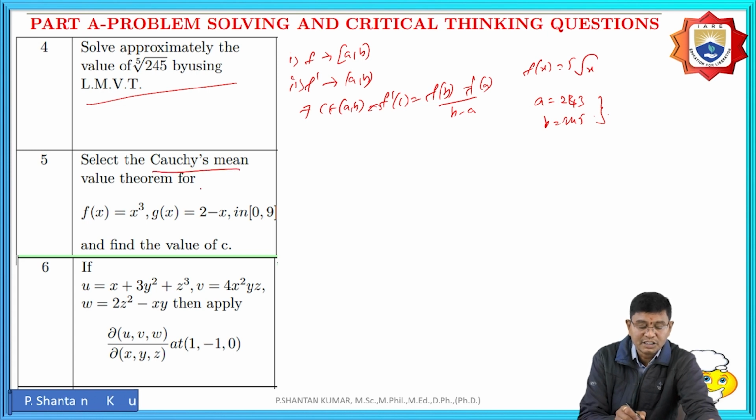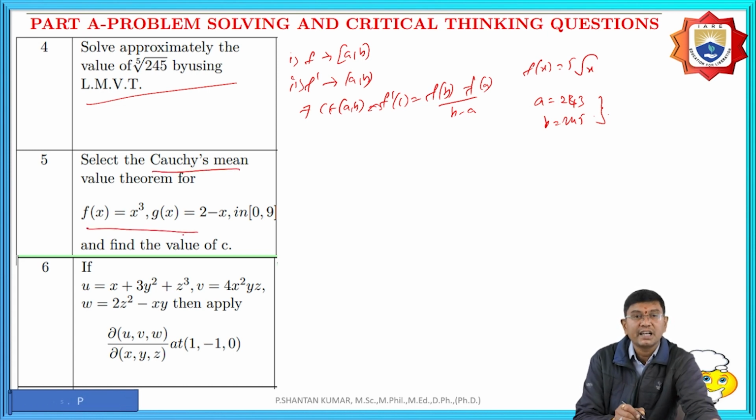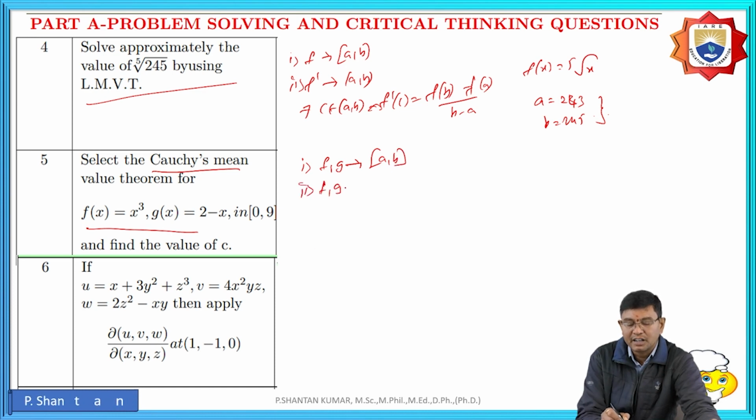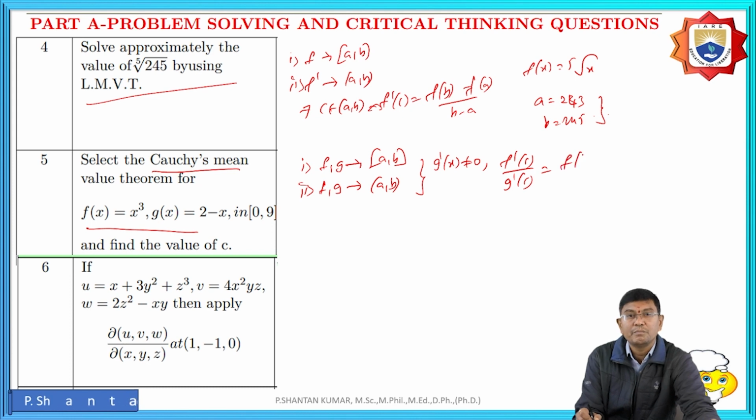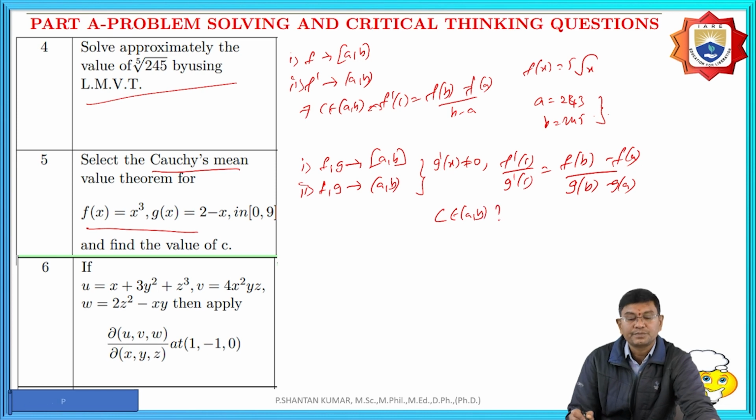And next one, the Cauchy's mean value theorem. Moreover, the two functions are clearly given. According to the Cauchy's mean value theorem, f comma g are both continuous in a comma b, and second, f comma g are both derivable in the open interval a comma b. Then there exists c, provided g dash of x is not equal to 0, such that f dash of c by g dash of c is equal to f of b minus f of a by g of b minus g of a. Then there exists c belongs to a comma b. We get the solutions.